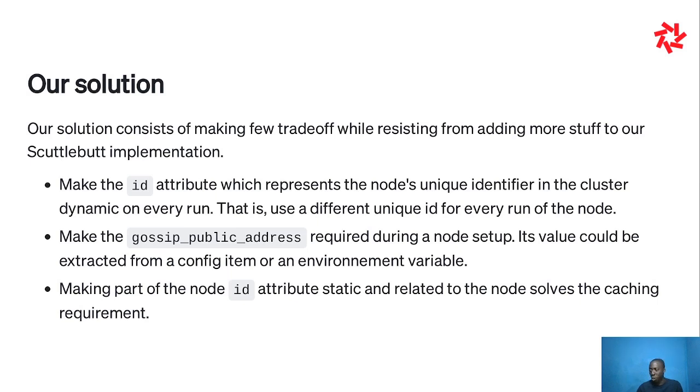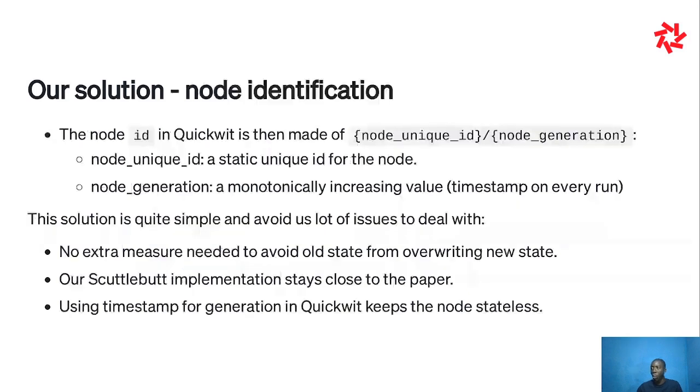And to solve the caching, even though the ID is going to be generated dynamically on every run, there is nothing that stops us from making part of that ID static, so we can extract it and use it for our caching or for identification of that specific node inside our cluster hierarchy. So this gave us something like this.